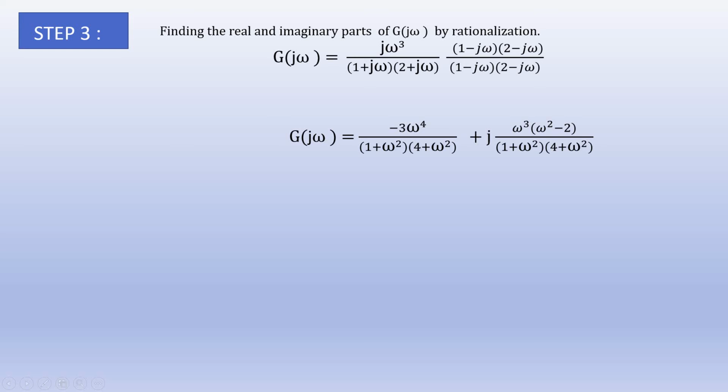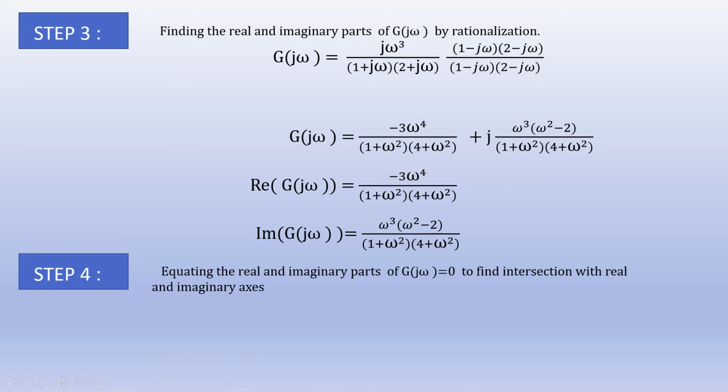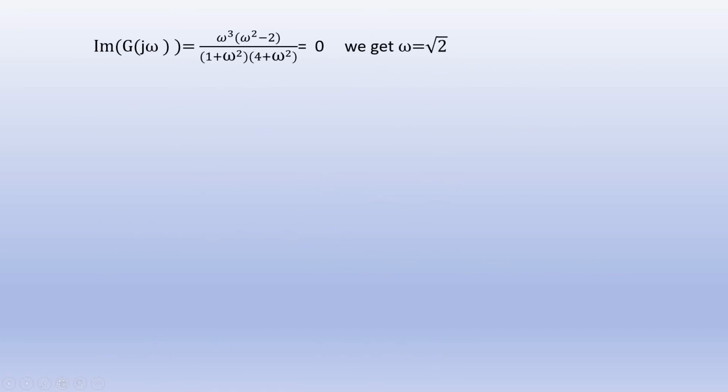So the real part of this frequency response is minus 3 omega power 4 divided by (1 plus omega square) into (4 plus omega square). And the imaginary part is this one, which we derived over here. So if we equate this real part equal to 0, then we can have omega equal to 0. So that omega equal to 0 point, we already discussed, we already derived that magnitude, and we are left with equating the imaginary part equal to 0.